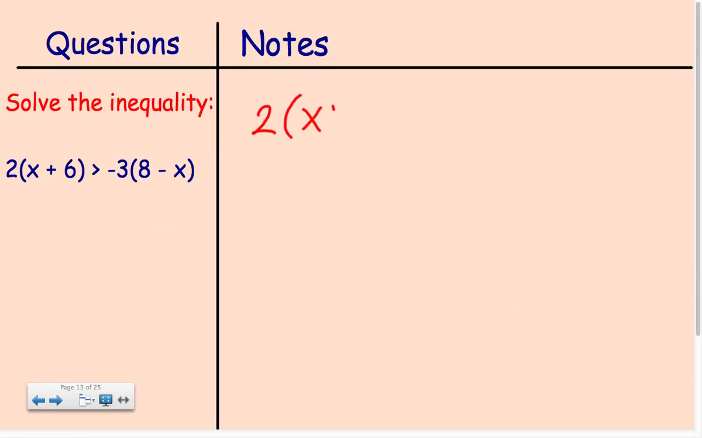2 times x plus 6 is greater than negative 3 times 8 minus x.